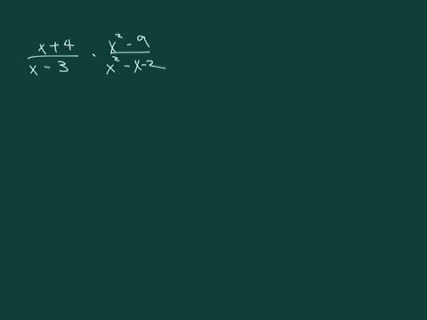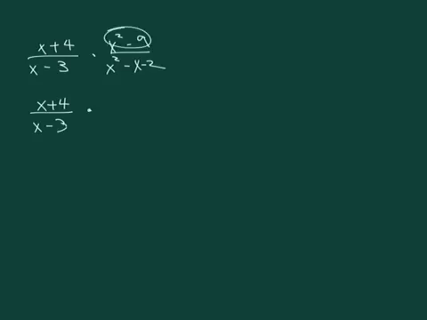So example 4a, and one of the things I want you to notice, we're going to simplify this numerator, this denominator, this numerator, this denominator. Then we're going to multiply. Always do the simplifying, always do the factoring beforehand. All right, x plus 4, x minus 3 cannot be simplified. It's already as simple as you can go.